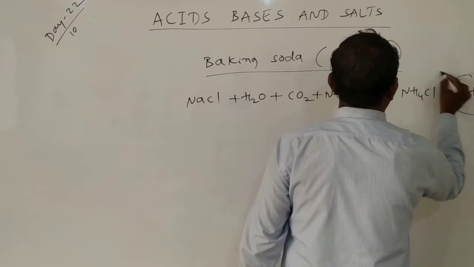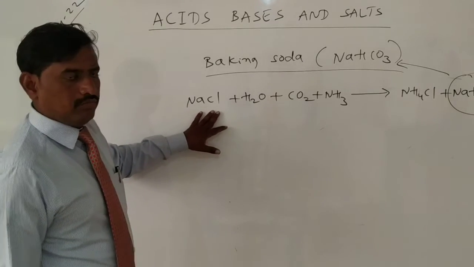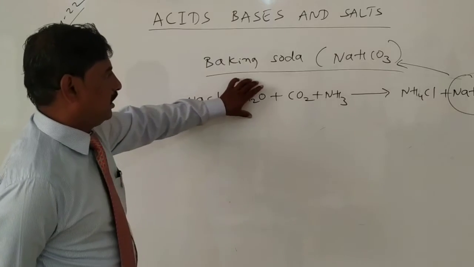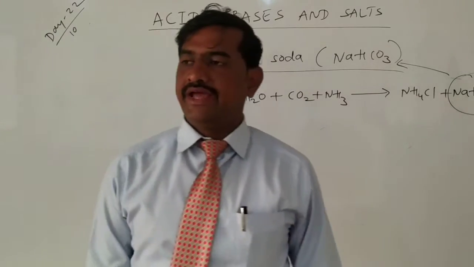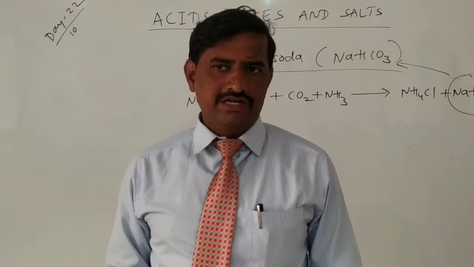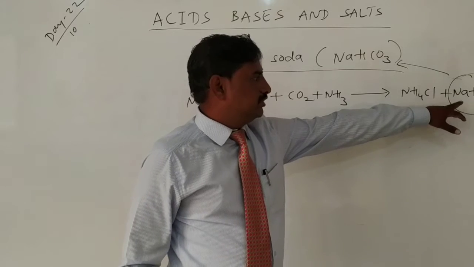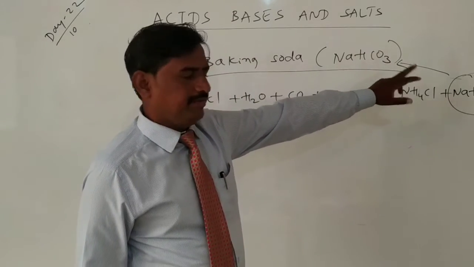So see here, what are the reactants? Sodium chloride, water, carbon dioxide and ammonia. These are the reactants. And what are the products here? Ammonium chloride and NaHCO3. This NaHCO3 is nothing but baking soda. It is called baking soda.